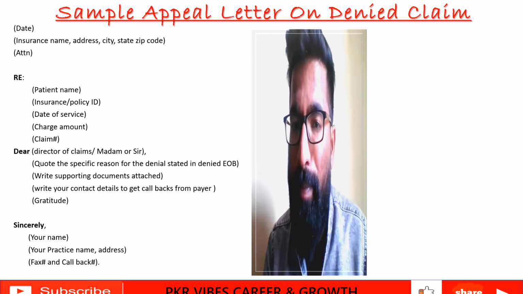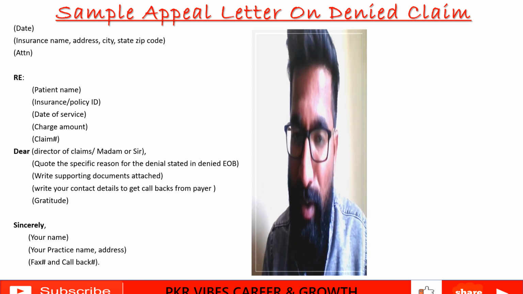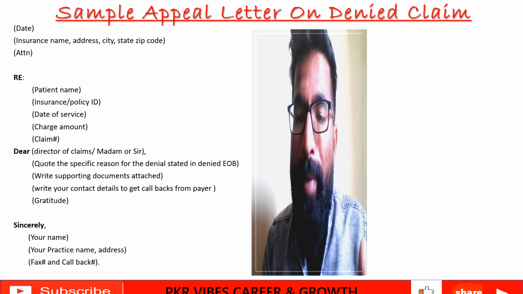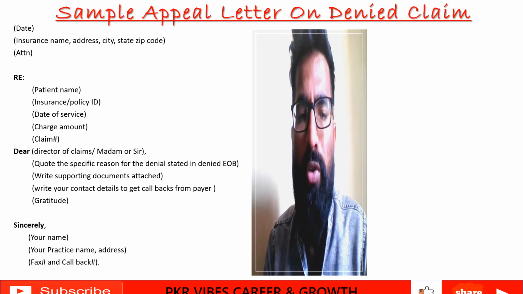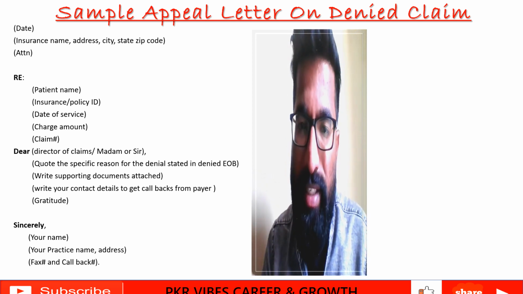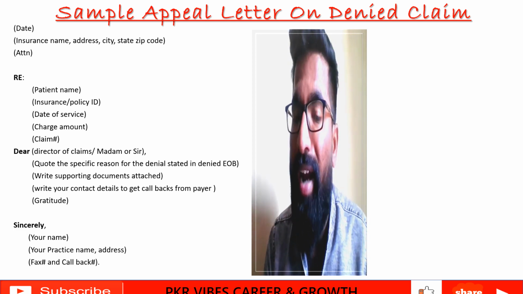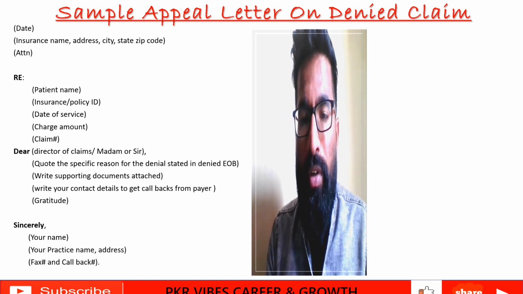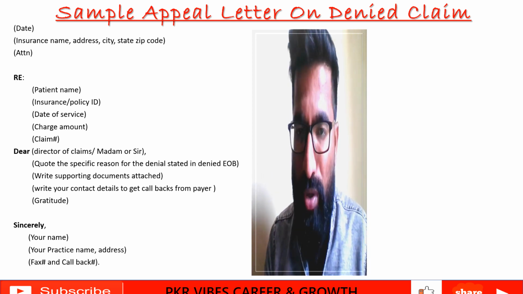For example, if your name is Peter, you should mention Peter, and the last initial of your name is D as in Delta. For example, put capital D, Peter D, and mention your practice. For example, if your practice is radiology services, you should mention radiology services, and mention your complete practice address with the PO box, right? And mention your fax number and callback number on the sample appeal letter I have given here. So guys, this is the way you do an appeal to the insurance company.